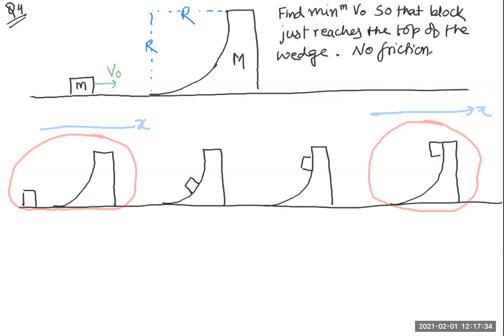Momentum is conserved. Second thing, what do I mean by just reaches the top of the wedge? Why should I write it so specifically? Just reaches the top of the wedge. What does this mean? Very good. Just ka matlab hamesha physics mein kya rehta hai? Very good, Joab. Yes.